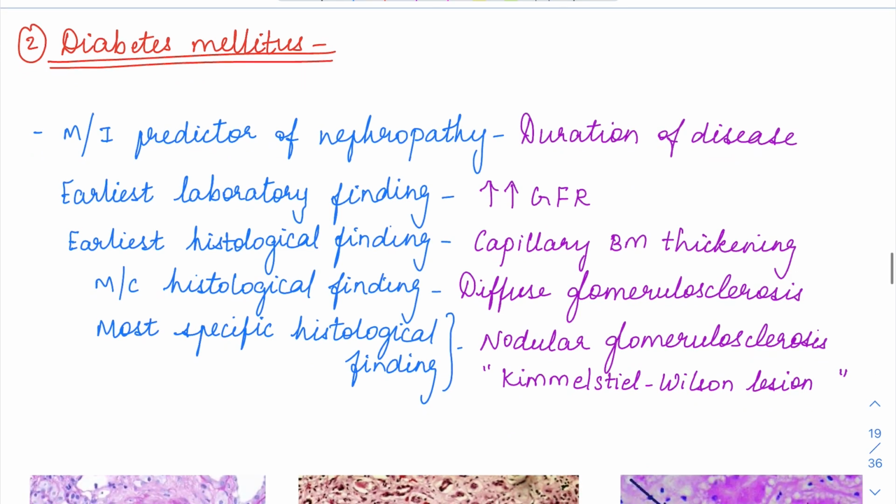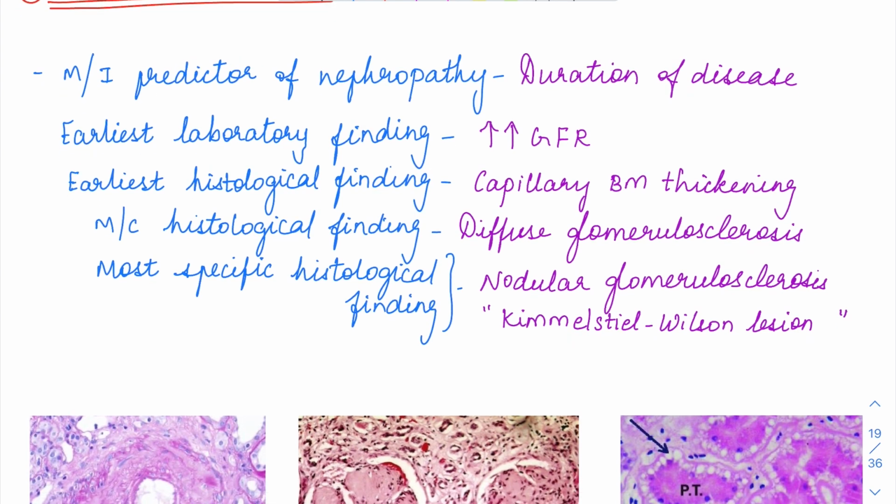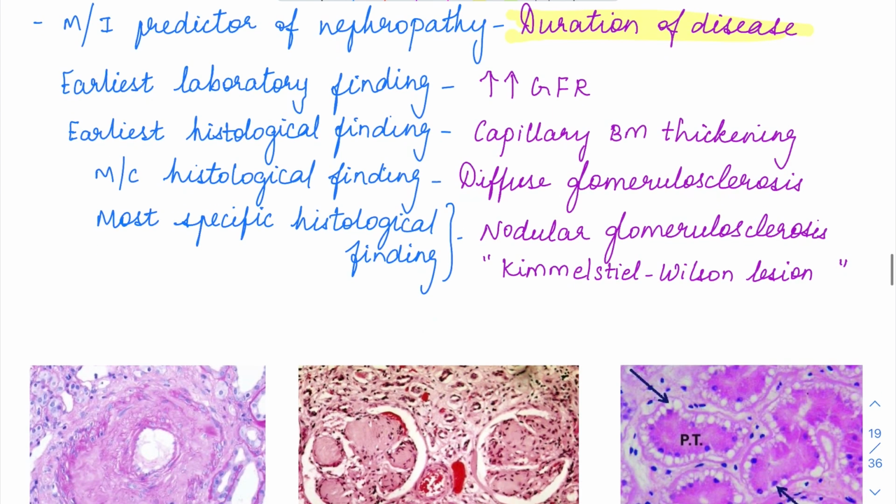Okay. Next, we'll move on to diabetes mellitus. Diabetes mellitus is very common in our country. In fact, we are the diabetic capital of the world. The most important thing to predict diabetic complications is the duration of the disease. Under diabetes mellitus, we have various complications related to microvascular and macrovascular injury. Under microvascular injury, you have retinopathy, nephropathy, and neuropathy. Nephropathy alone we will be dealing with here. The complications of diabetes mellitus are all related to the duration of the disease. Longer the duration, worse will be the stage of the renal disease.